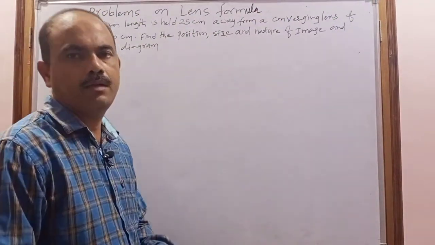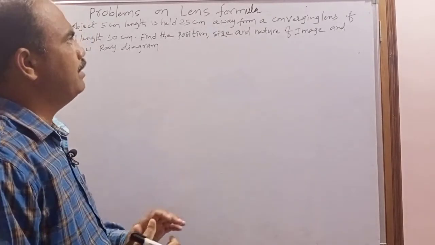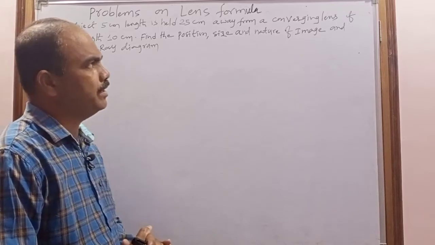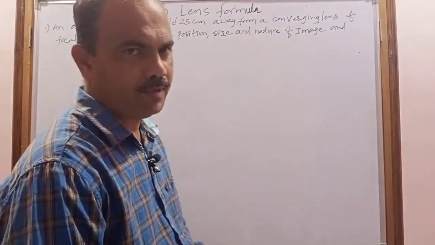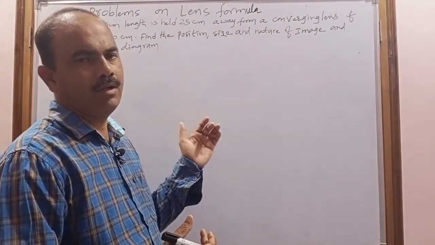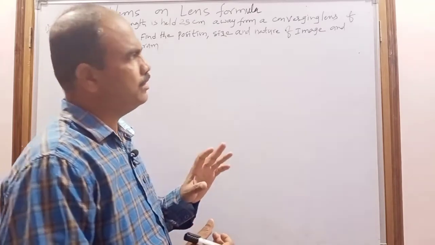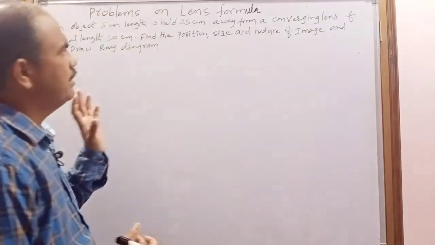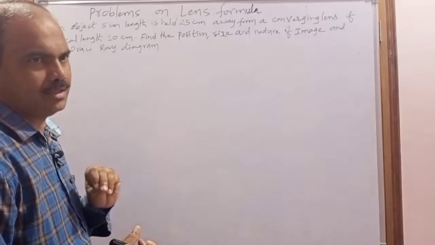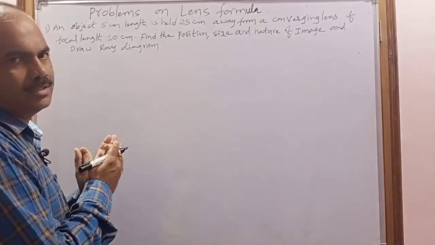Hello children and viewers. Now I am going to explain problems on lens formula. While doing problems on lens formula, you first have to remember whether the problem belongs to a concave lens or a convex lens. Second, you have to identify where the object is, or the object distance.